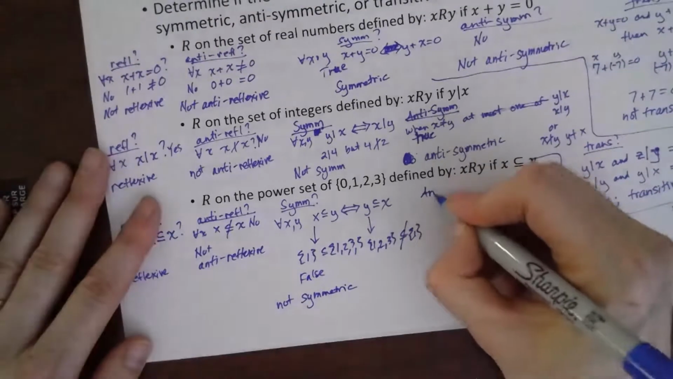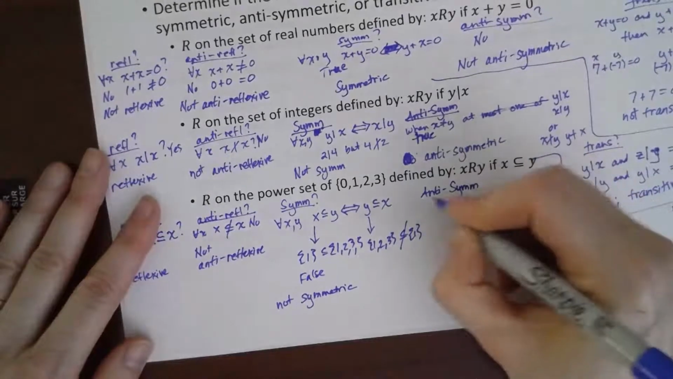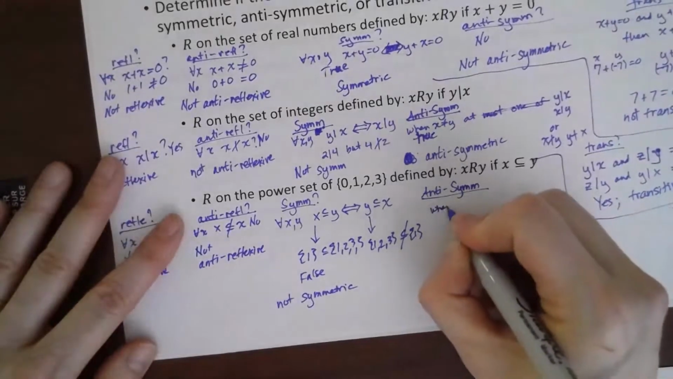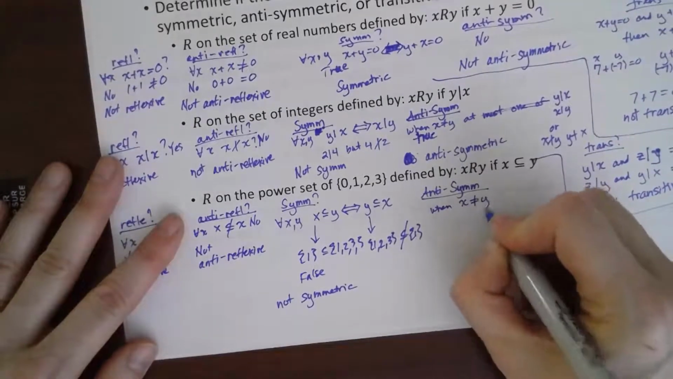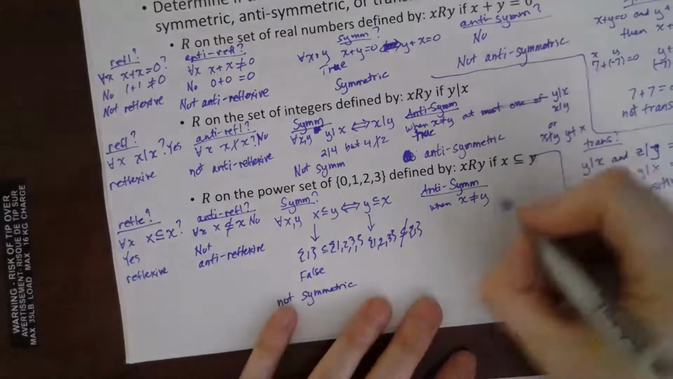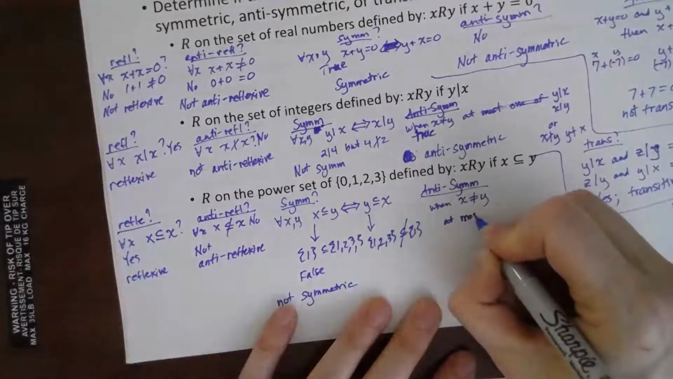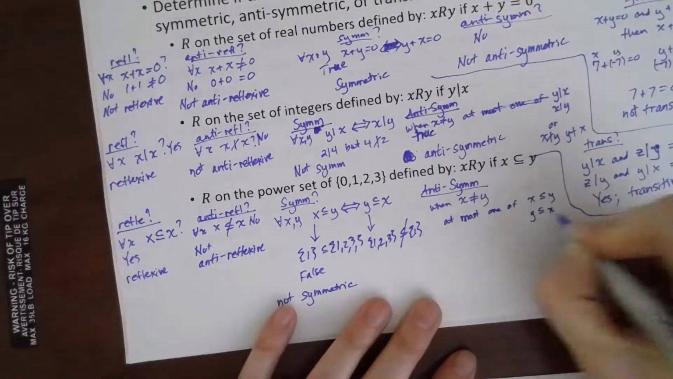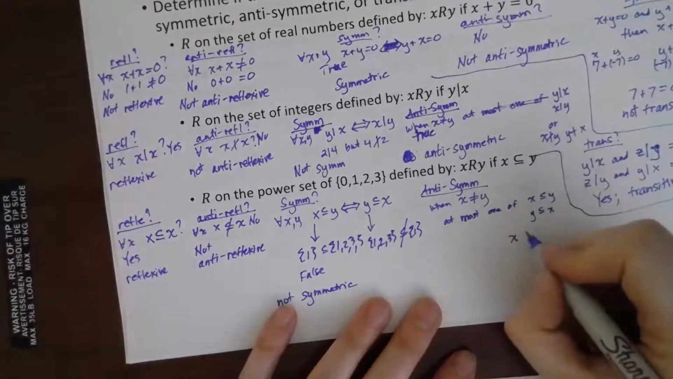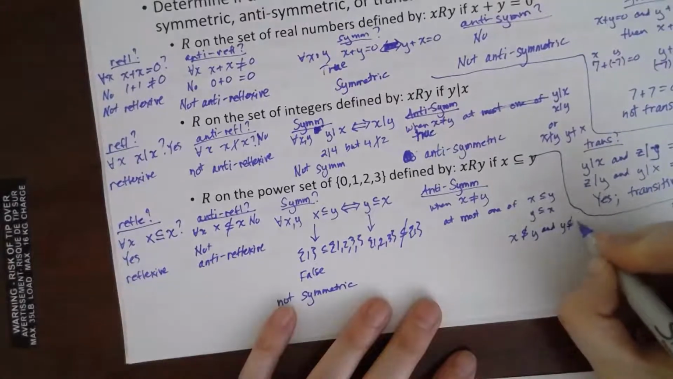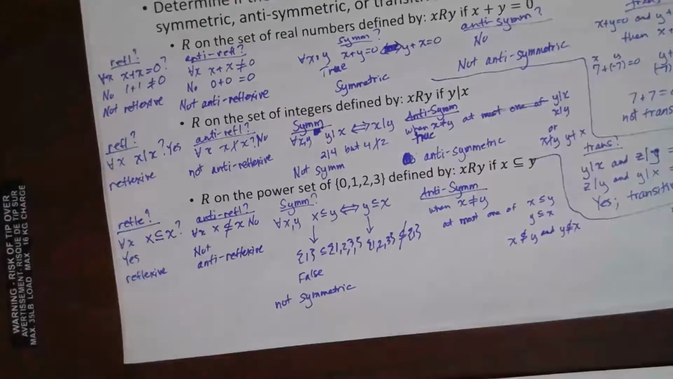Then how about anti-symmetric? Okay. So anti-symmetric says that when X is not equal to Y, so we don't have the same set, we have at most one of X is a subset of Y, Y is a subset of X, or they aren't subsets of each other. Okay. So we can never get that X is a subset of Y and Y is a subset of X.